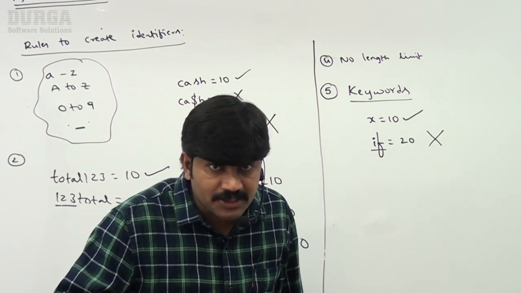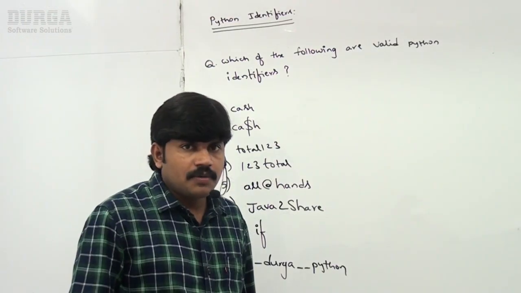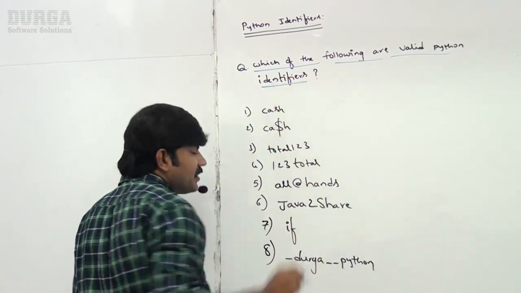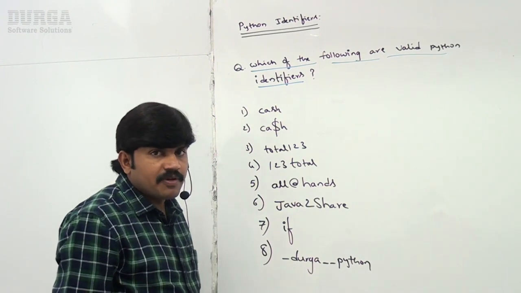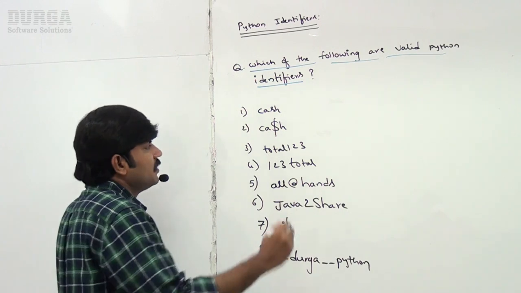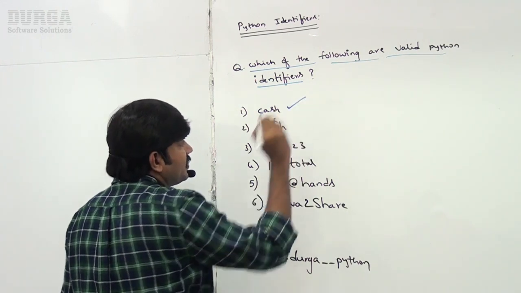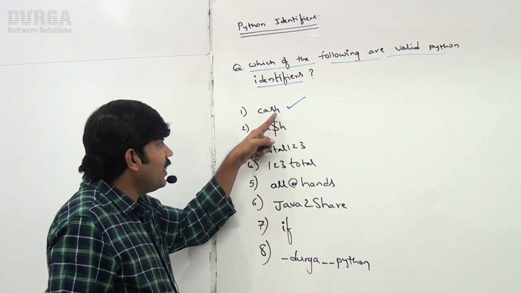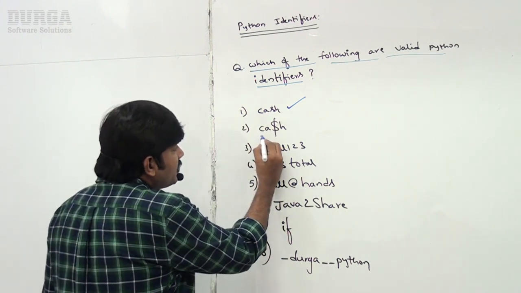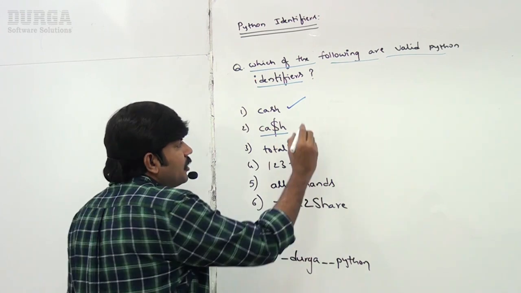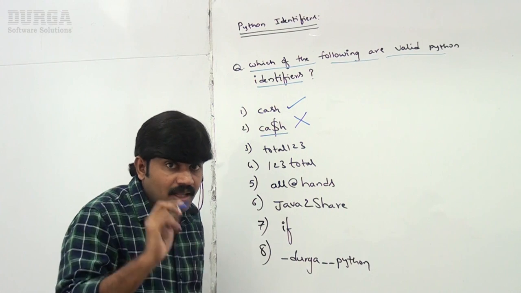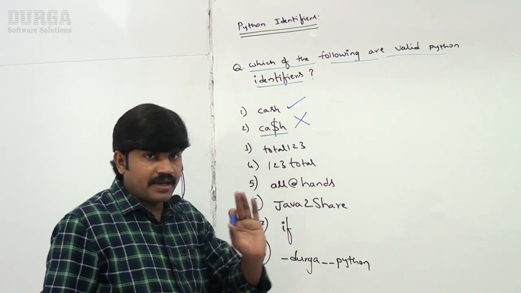Clear for all of you up to this? Now just observe which of the following are valid Python identifiers. With our previous knowledge, can you answer which are valid? What is the first one? Cache. Is it valid or not? Yes, it contains only allowed alphabet symbols, no problem at all, acceptable. Now see $H. Immediately we are going to get a syntax error. What is the reason? The dollar symbol is not allowed in an identifier.